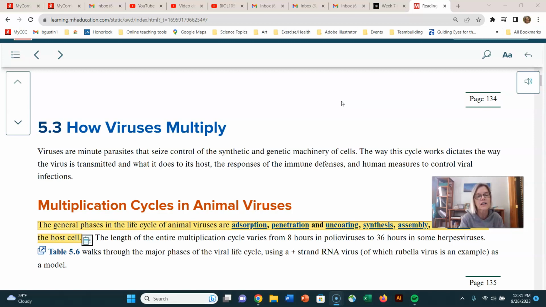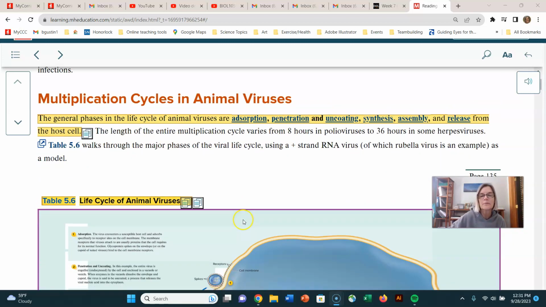A lot of what we've been talking about already has been about bacteria, but in this section, we're going to talk about viruses. And viruses, remember, are much different than bacteria. They need a host in which to multiply. And so I wanted to talk about how do viruses multiply.